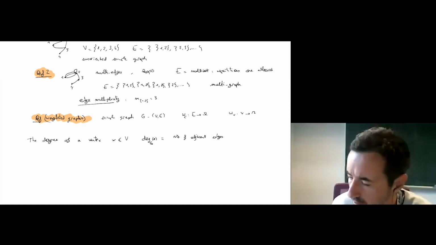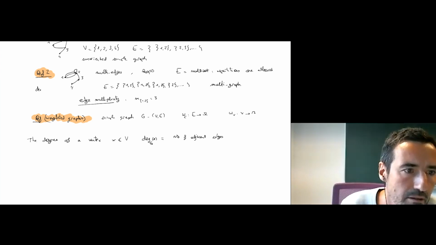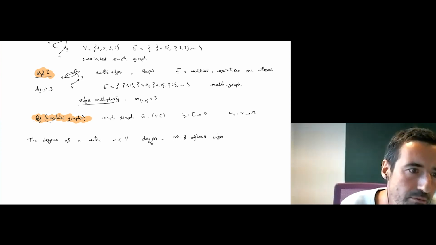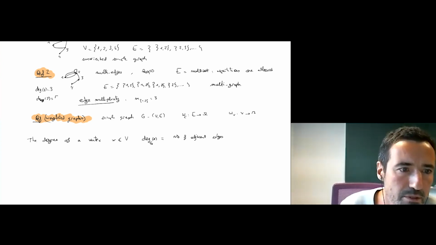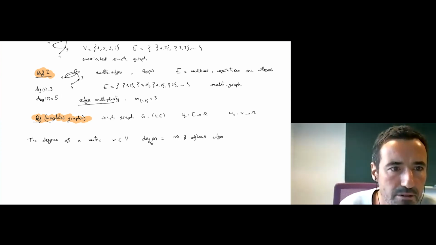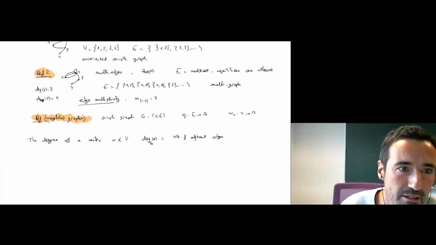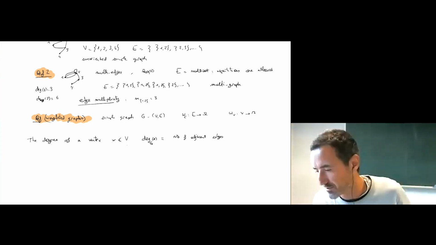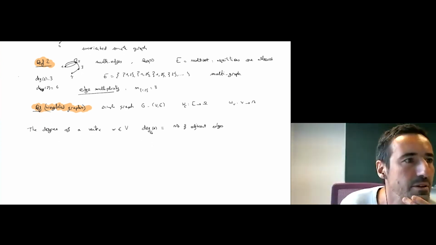For example, the degree of 1 is 3. What is the degree of 2? Sorry, I have difficulties to write. The degree of 2 is 5, because loops count twice. You just count the number of outgoing edges. Sorry, out of 6: you have some arcs and you can count 6 arcs around 2. So the degree of 2 is 6. Loops count twice. So this was the degree.